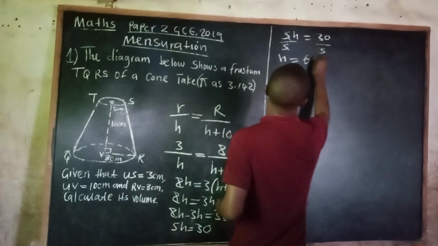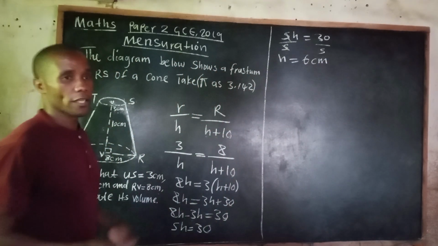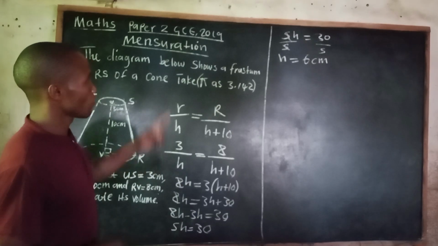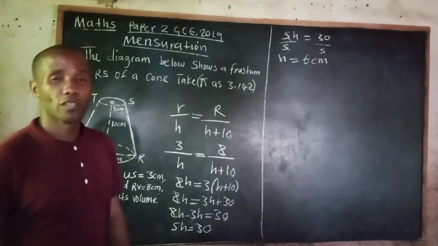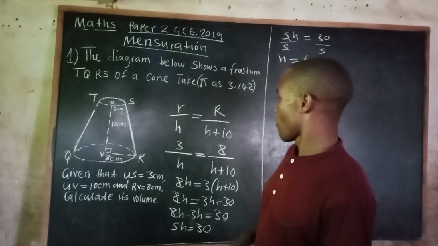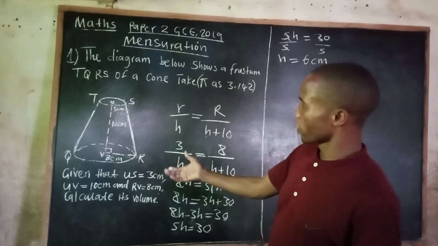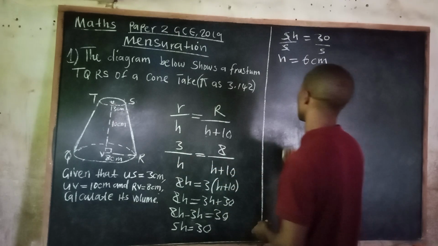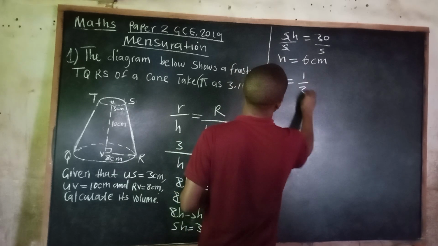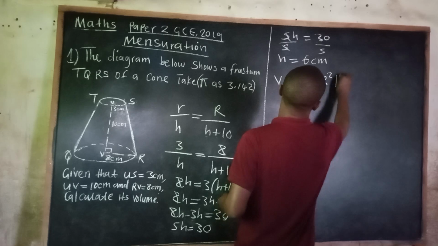So now having found the height of the small cone, it is very easy for us to proceed. From that point we can now introduce the formula for the volume of a frustum. Remember, this is a frustum of a cone. So the formula goes like this. Volume is equal to 1/3 pi r squared h.